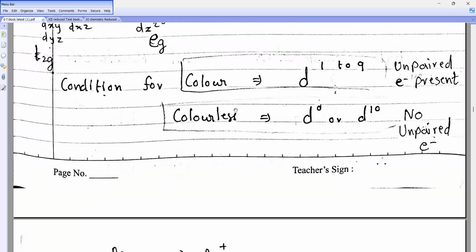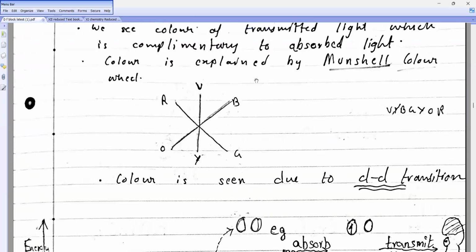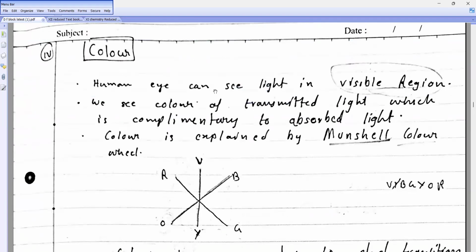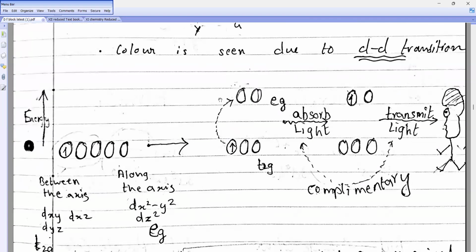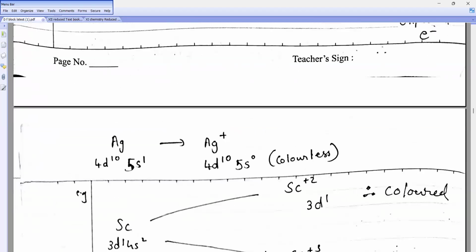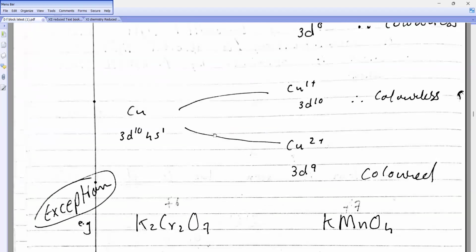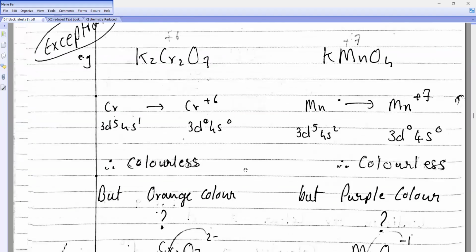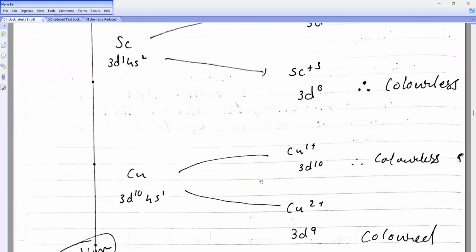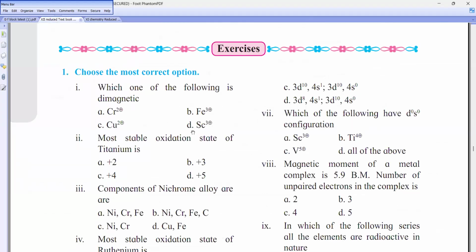First, suppose beta, if they say write a note on color of d-block for a 2 mark or 3 mark question, then you'll just write whatever I have given, from here till here, with an example. And one more point you are going to write, I'll show you. First, let us discuss the question.